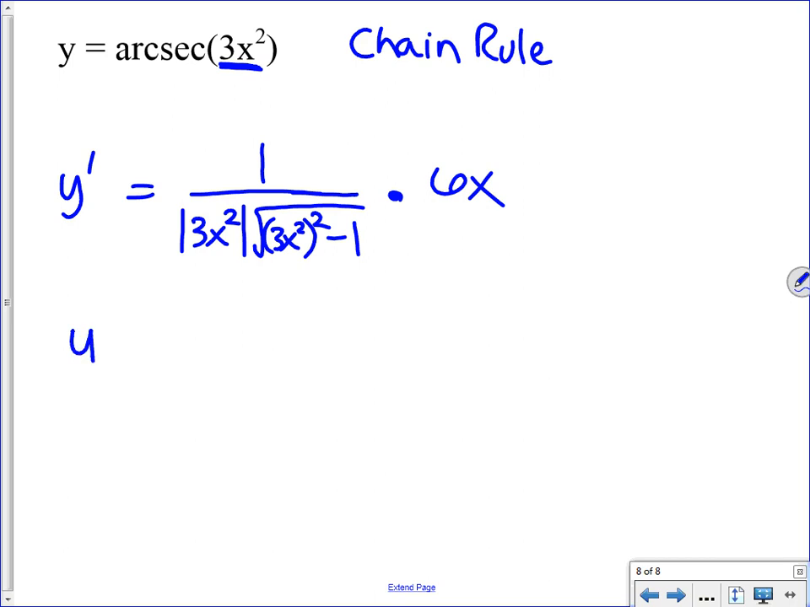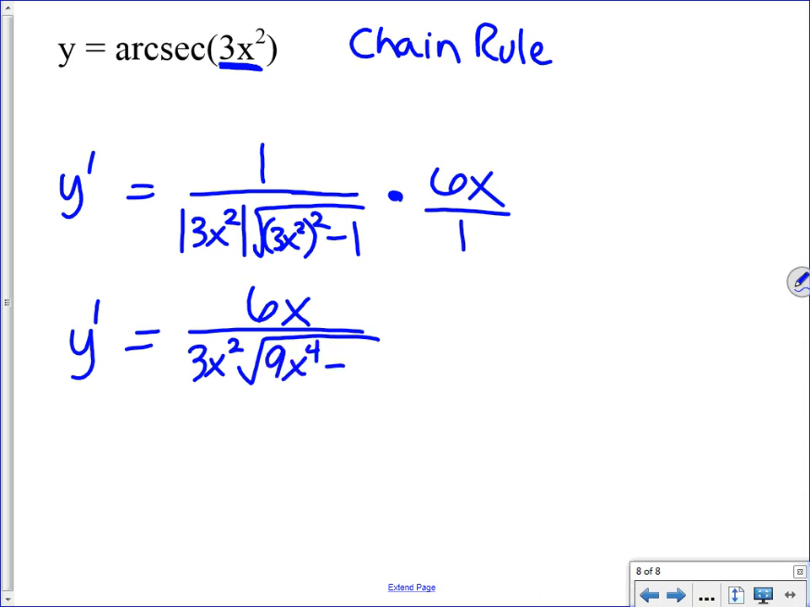Okay, so we can actually clean this up a little bit. We can multiply straight across and get 6x divided by 3x squared times the square root of 3x squared squared becomes 9x to the fourth minus 1. Now, the reason I was able to drop my absolute value symbol is because 3x squared is always going to work out to a positive number anyway. Because even if you were to plug in a negative there, you're going to turn around and square it, and it's going to become a positive. So we are okay to drop that absolute value symbol there.